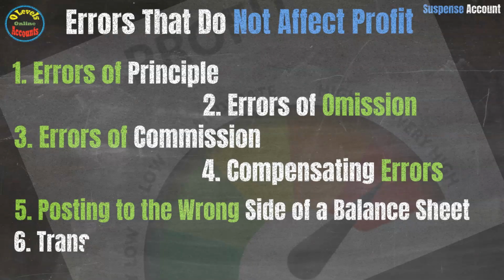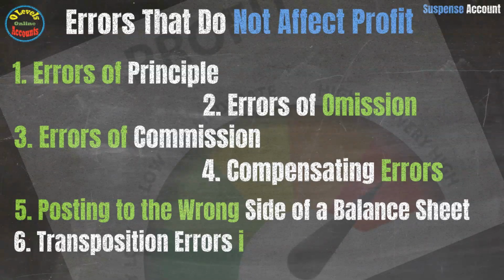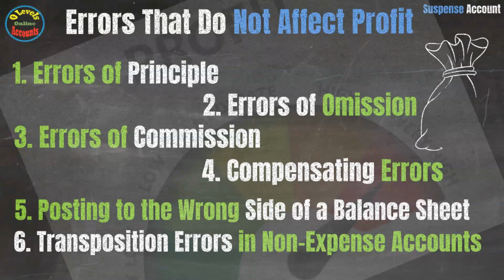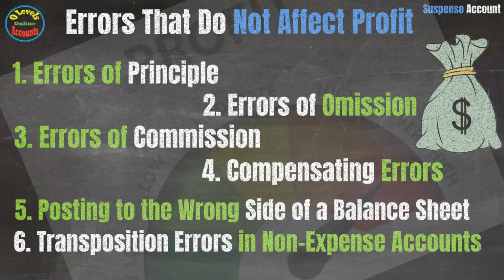Number 6, transposition errors in non-revenue or expense accounts. A transposition error occurs when digits of a number are reversed. If this error happens in accounts that do not involve income or expense accounts, for example, assets or liabilities, profit will not be affected. Let's check the errors which affect the profit.